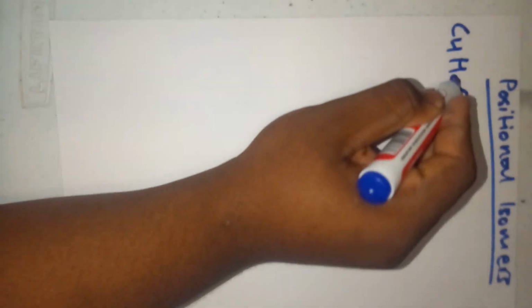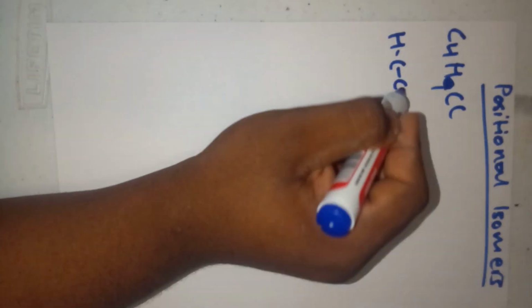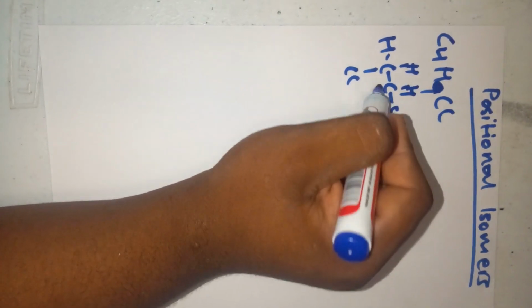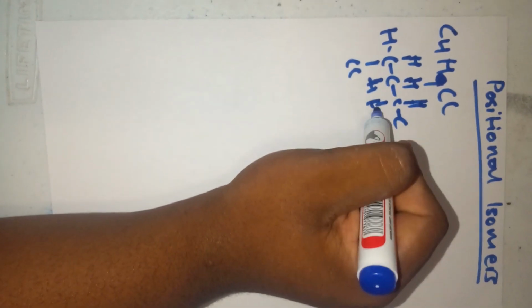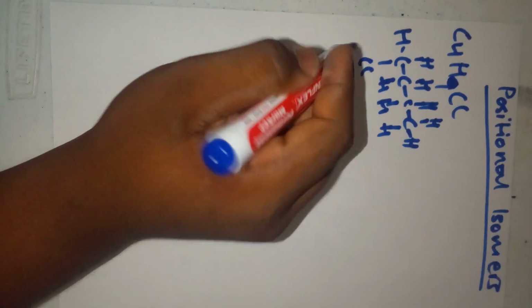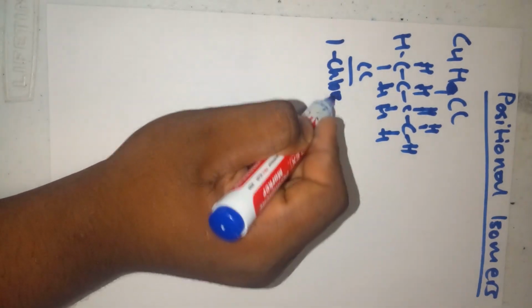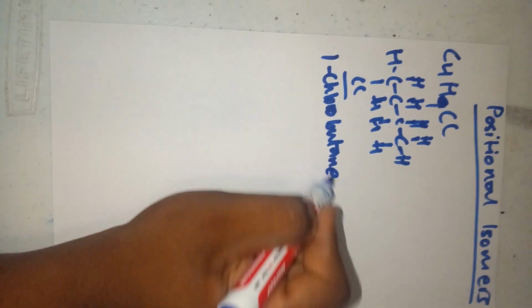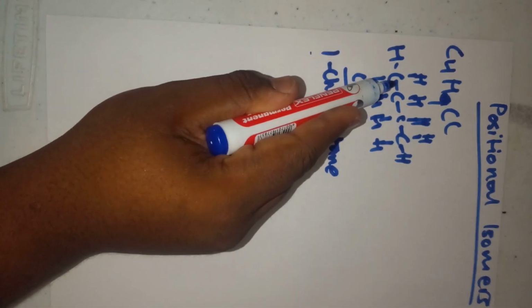C4H9 and a chlorine. Okay, so it is going to be H, 1, 2, 3, 4, H. Let me write my chlorine here. H, H, H, H. This way I have my chlorine. This one is called 1-chlorobutane. This tells you that the chlorine is in position 1, on carbon number 1, and butane means 4 carbon atoms. That's how it is. This is about the position.